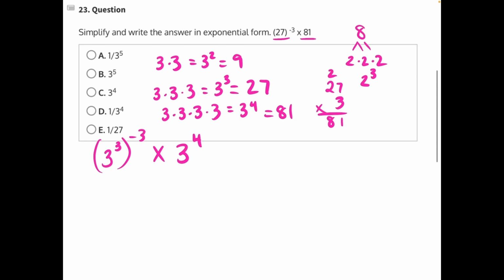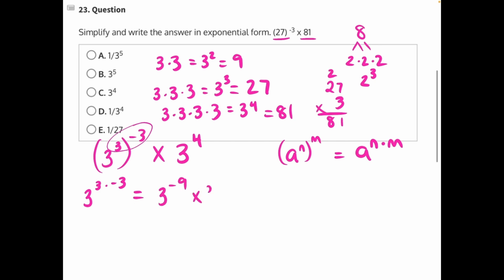Now we can resolve the power to a power. The law of exponents says that a power to a power allows you to multiply those two powers together. So this is the same thing as 3 to the 3 times negative 3, which will give us 3 to the negative 9 times 3 to the fourth.